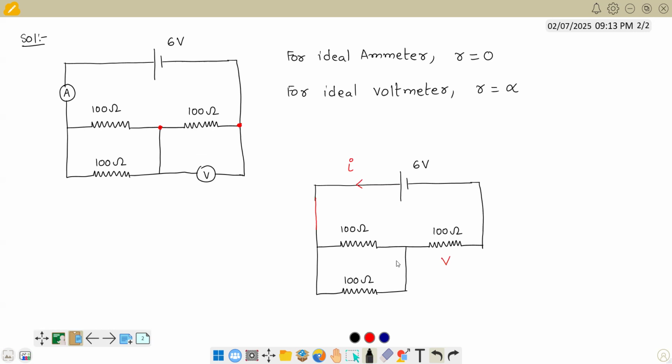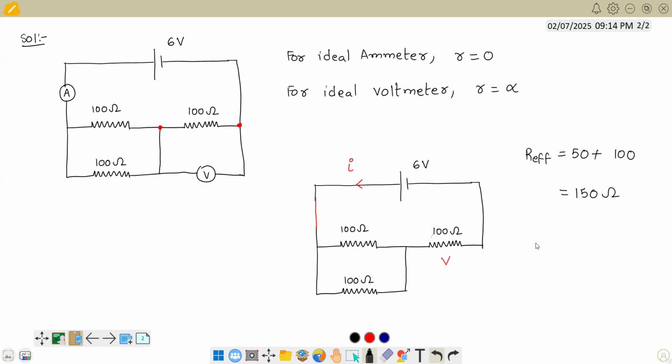If I try to find R effective of the entire circuit, these two are in parallel. So 100 would become 50, because when both are equal, R effective would be R by 2. In parallel, when two resistors are equal, R effective would be R by N. So 100 by 2, it would become 50. Plus this combination is in series with the 100 ohm, so 50 plus 100, R effective would be 150 ohm.